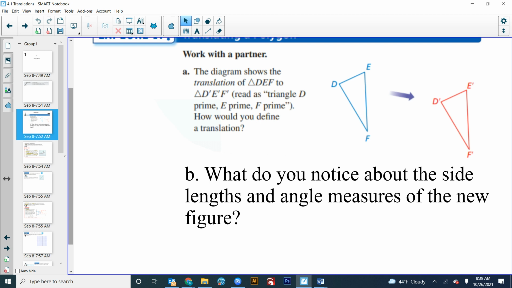With your partner, just next to you, we're not going to move around, just your table partners. How would you define a translation, and then what do you notice about the side lengths and angle measures between the original DEF and the new one, D prime, E prime, F prime? Maybe even a minute and a half, we don't need 2 minutes. Ready, set, go.